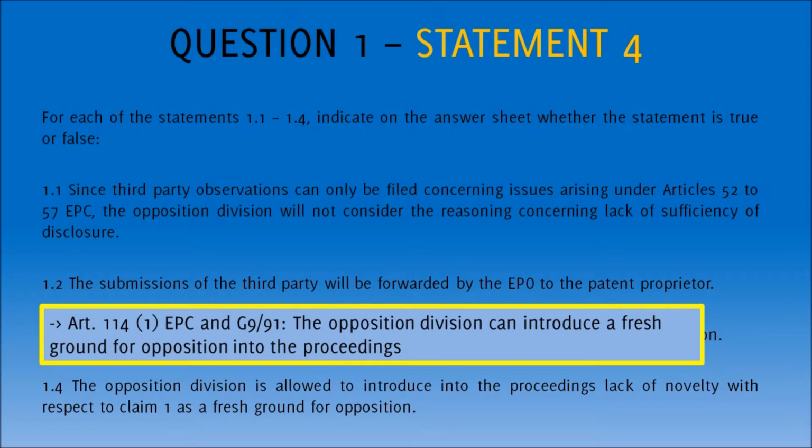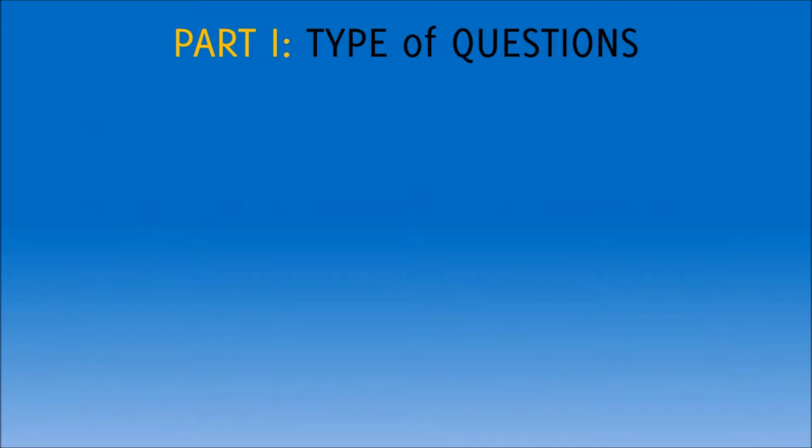And this is based on Article 114.1 EPC, and there's also a G decision to that, G 10/91, which basically says the opposition division can introduce a fresh ground for opposition into the proceedings. So this statement is true. So that was question 1. So you have to fill out your answer sheet with wrong, true, true, true. And then you are done with question 1.